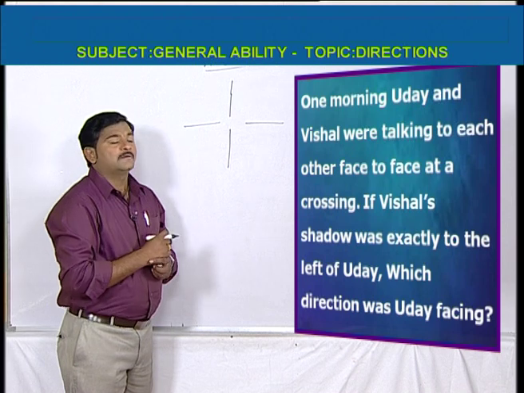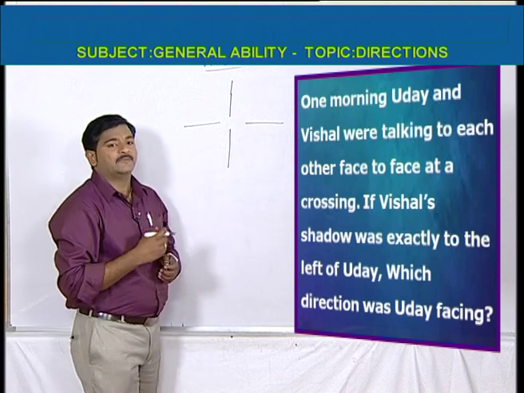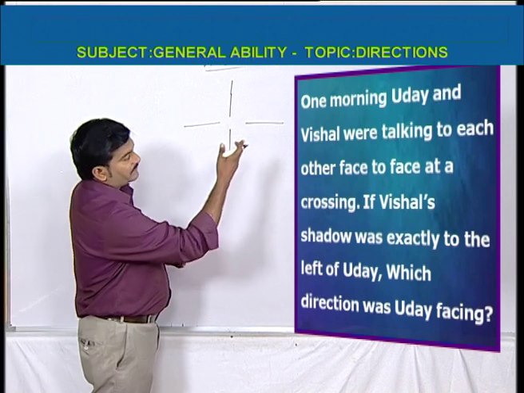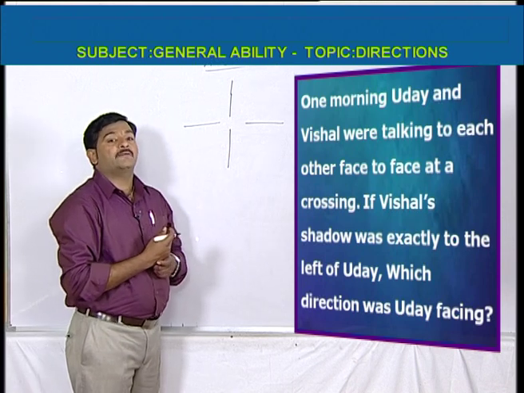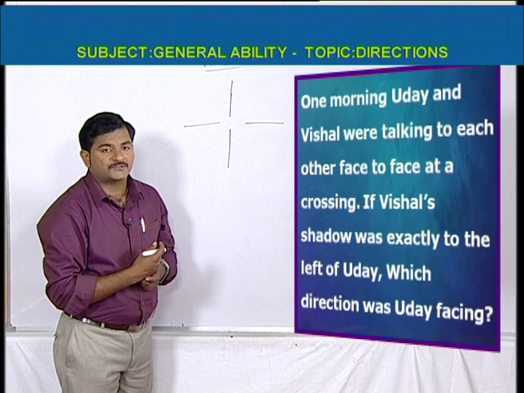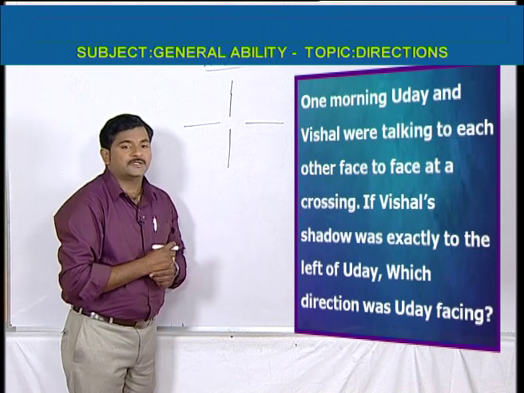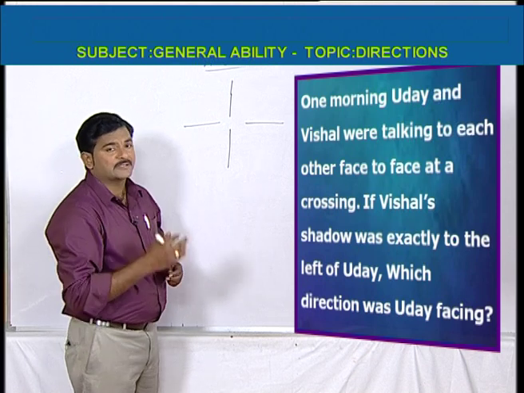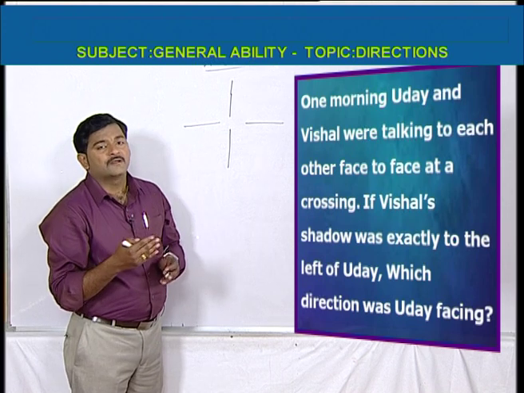One morning time, Vishal and Uday were talking to each other face to face at a crossing. Then Vishal's shadow was exactly to the left of Uday. Vishal's shadow was exactly to the left of Uday. Then the question is, which direction was Uday facing? Here there are 2 fellows, Vishal and Uday.